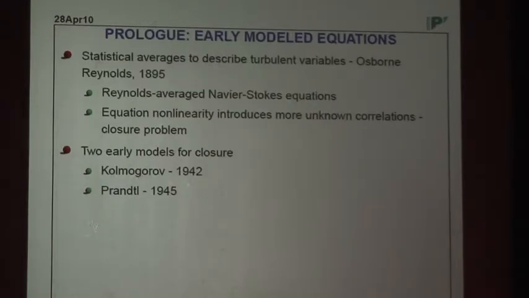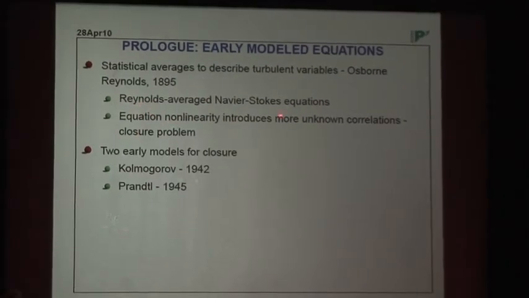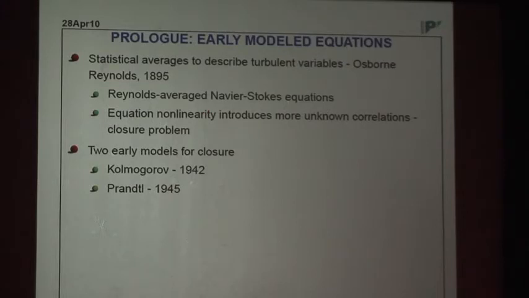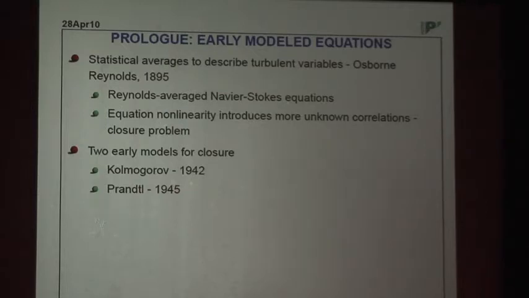Okay, as a prologue, where did all this start, in a sense, with what we understood CFD and turbulence model equations to be? First off, as I said, Osborne Reynolds in 1895 introduced this concept of averaging. And we got then the Reynolds averaged Navier-Stokes equations. As I pointed out in the last slide, these equations always introduce higher order correlations that need to be modeled or closed. Two early models for closure were in 1942 and 1945. This was alluded to earlier, but I want to emphasize the years that these were done in.